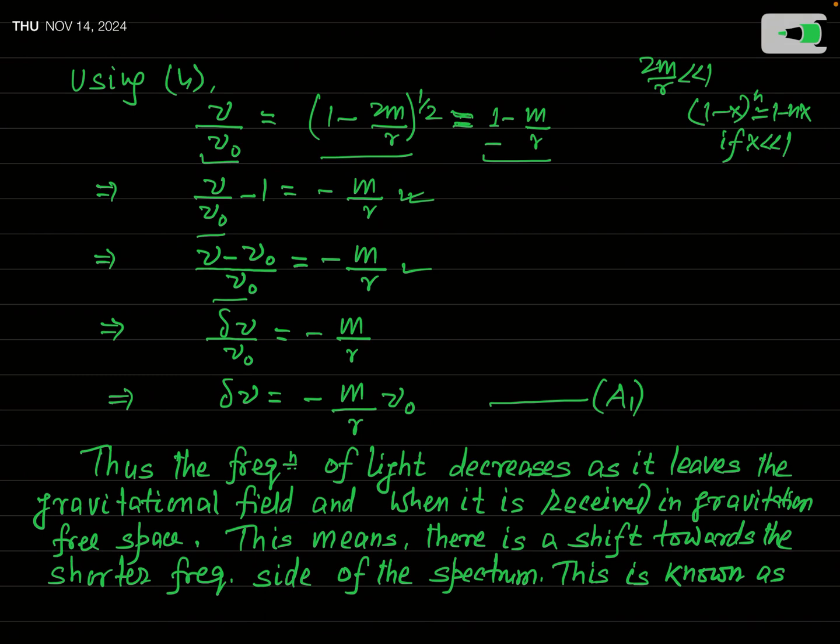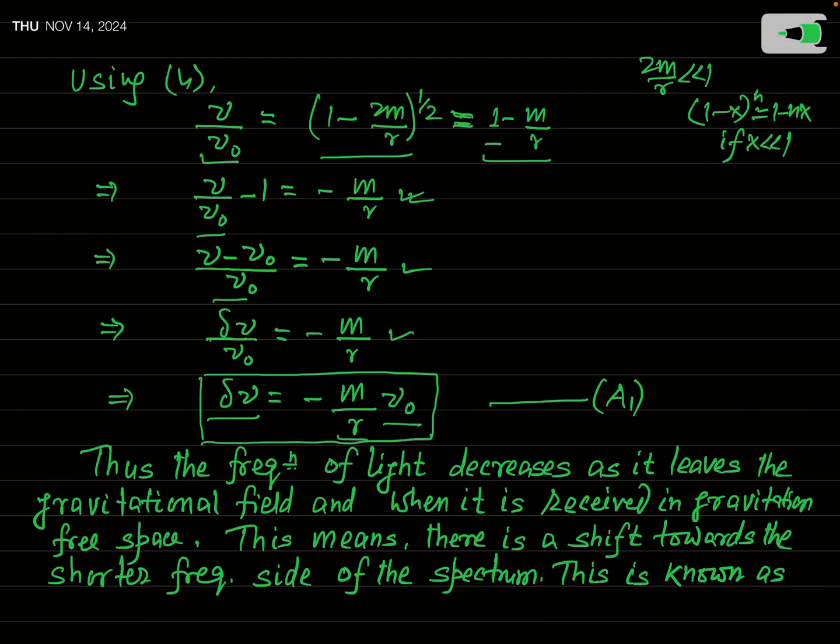That shift in frequency has been denoted by the symbol delta nu. So delta nu is the shift in frequency, or change in frequency. And therefore our result is delta nu by nu naught equal to this much, or this shift in frequency will be equal to minus m over r times the actual frequency nu naught. So this is the expression for the shift in frequency.